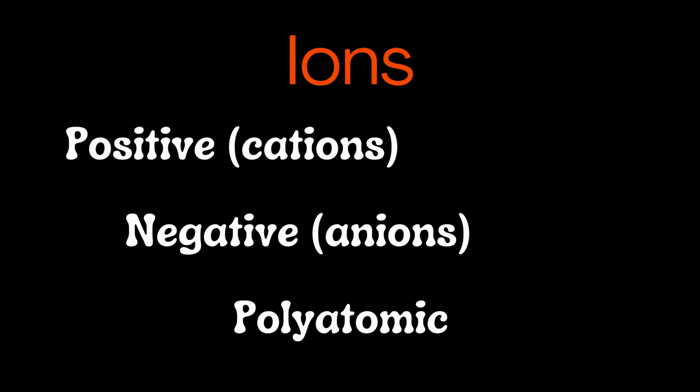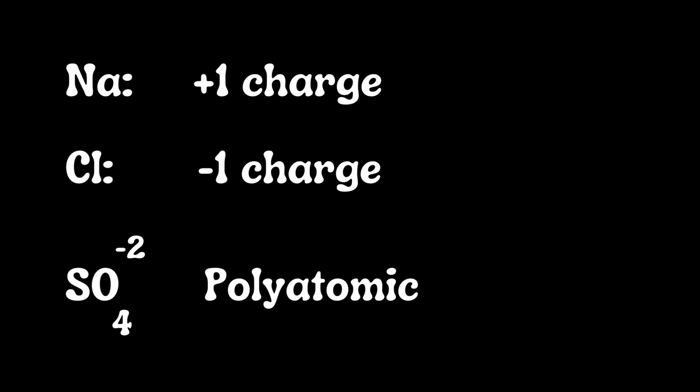Cations, positively charged ions formed by the loss of one or more electrons. Example, sodium, Na, loses one electron to form Na+1. Anions, negatively charged ions formed by the gain of one or more electrons. Example, chlorine, Cl, gains one electron to form Cl-1.